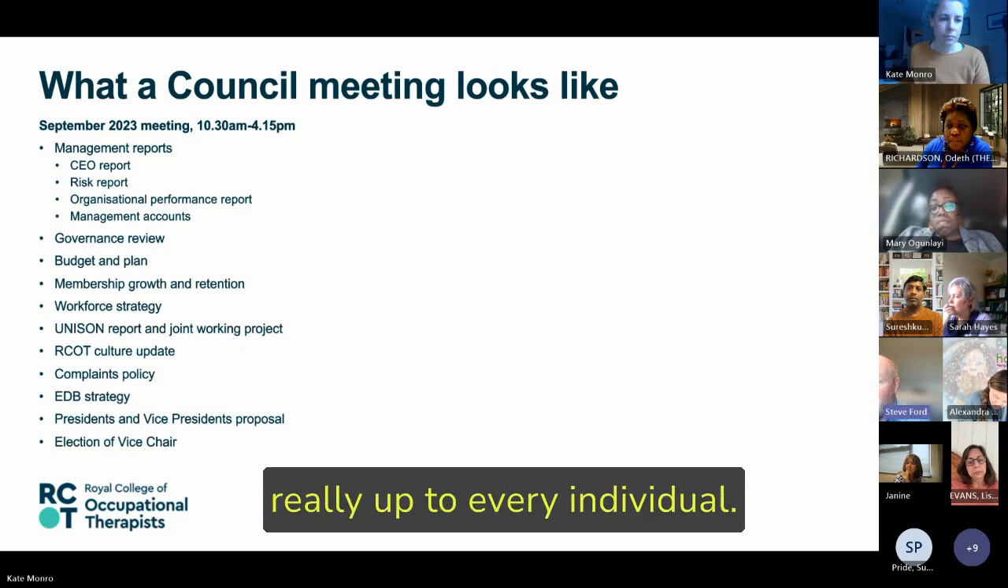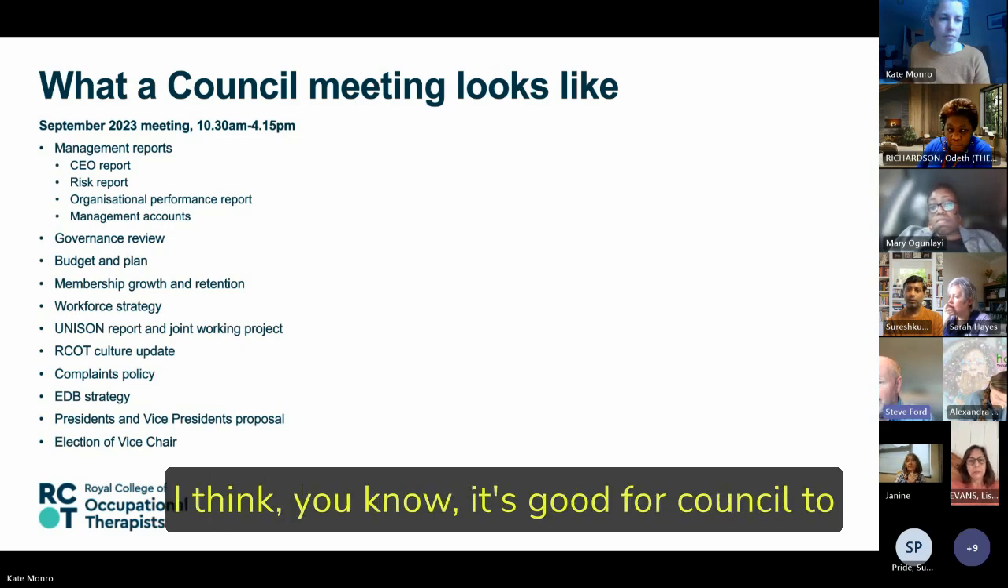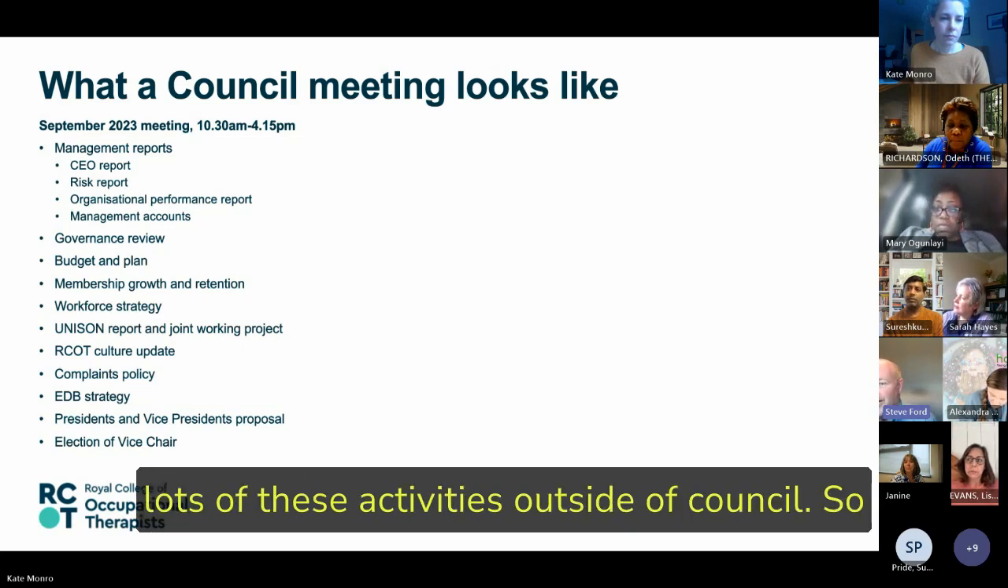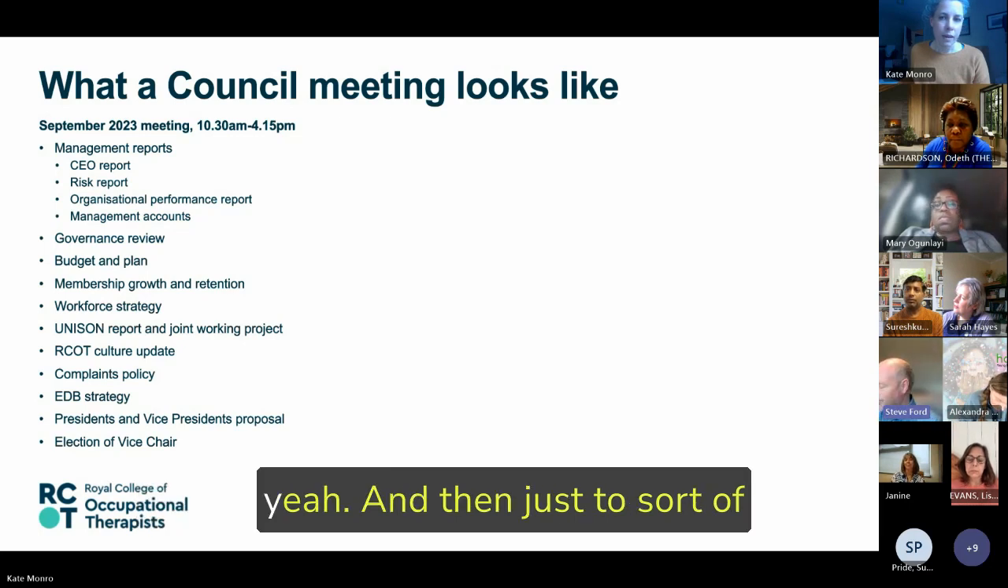And I think that's really up to every individual. It's good for council to be made up of people who are involved in lots of these activities outside of council. So, yeah.